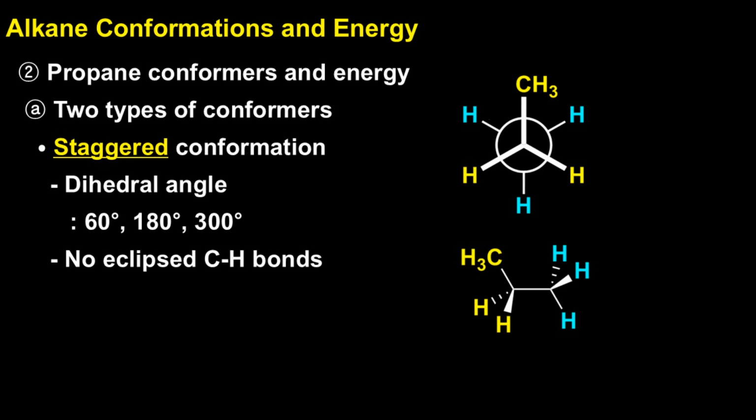In the staggered conformation, the methyl group and the hydrogen atoms are spread out as far apart as possible, and that helps reduce torsional strain. Just like in ethane, this is the most stable conformation, because electron repulsion is at its lowest in this arrangement.